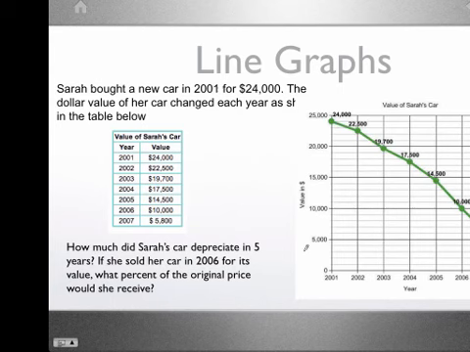Okay, the next type of visual display is a line graph. Probably you all are very familiar with line graphs. Right here we can see the title, the value of Sarah's car. First of all, notice right away you can see that the value decreases tremendously. So perhaps buying a car is not your greatest investment.